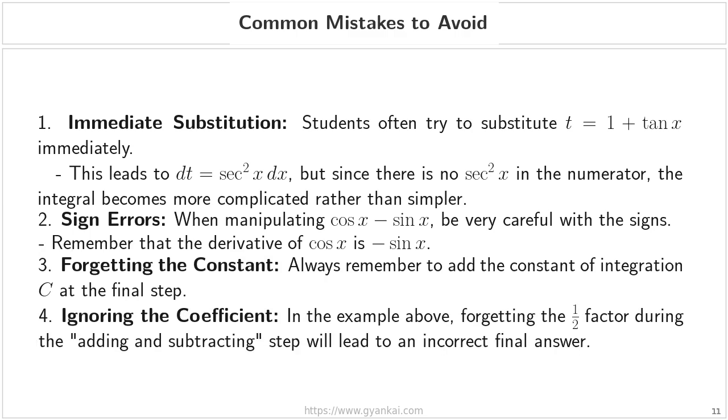4. Ignoring the coefficient. Finally, let's look at the example we just worked through. Remember how we used the trick of adding and subtracting the same term? We multiplied by 1/2 to achieve that. It's surprisingly easy to forget to carry that 1/2 through the entire calculation. If you do, you'll end up with an incorrect final answer. Pay close attention to any coefficients you introduce during algebraic manipulation and make sure they're included in your final result.